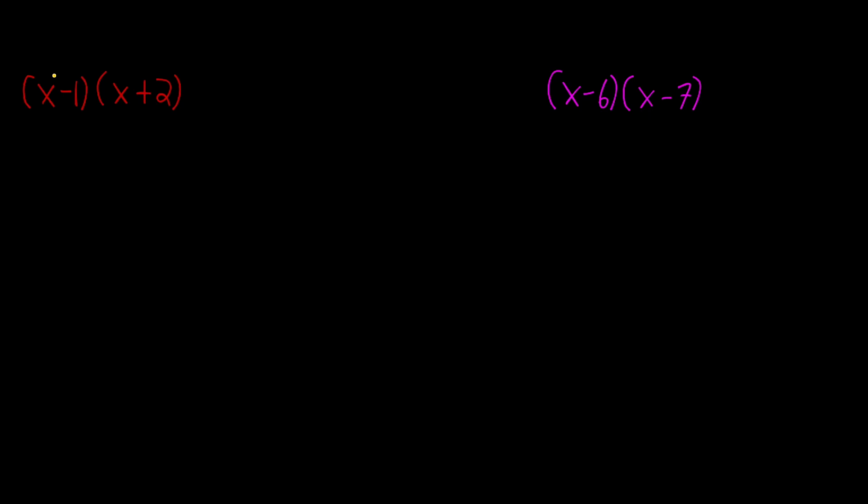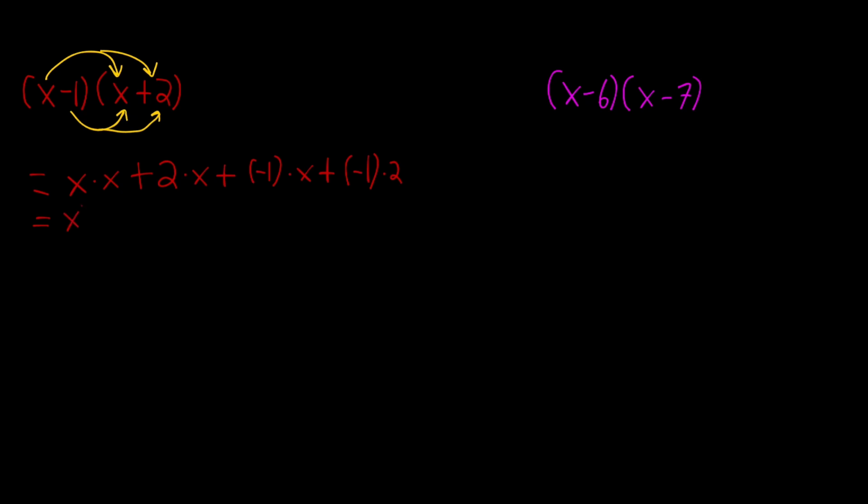Okay, so to start with the red one that's on the left here, we're going to go ahead and FOIL, meaning that we're multiplying the same terms as always. So start with the firsts, and then the outsides, followed by the insides, and then the lasts. So we're going to get x times x plus 2 times x plus negative 1 times x plus negative 1 times 2, which is going to give me x squared plus 2x minus x minus 2, or x squared plus x minus 2 as my final answer.